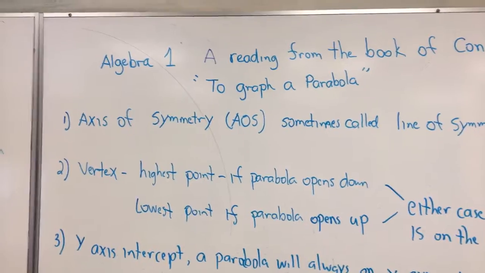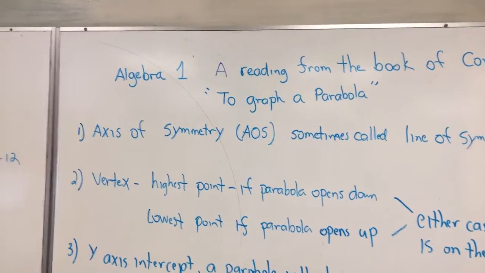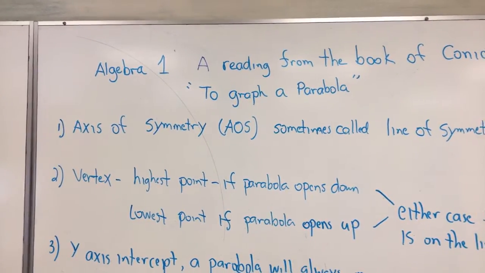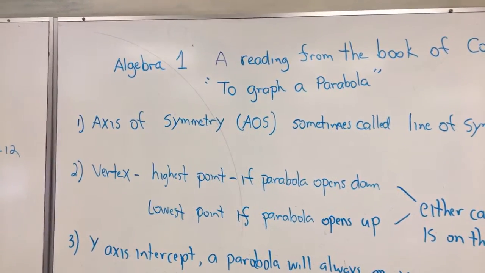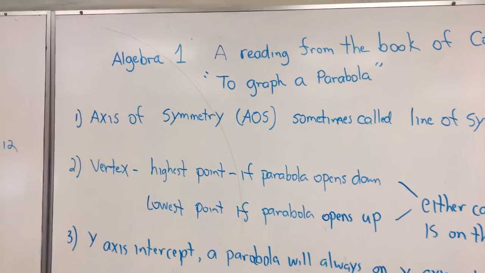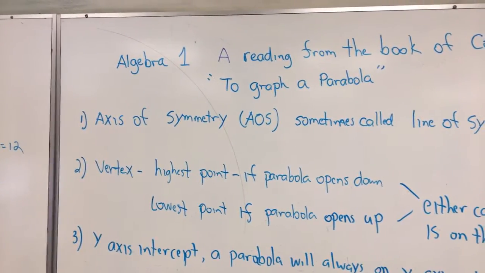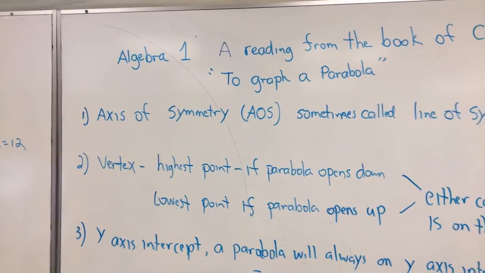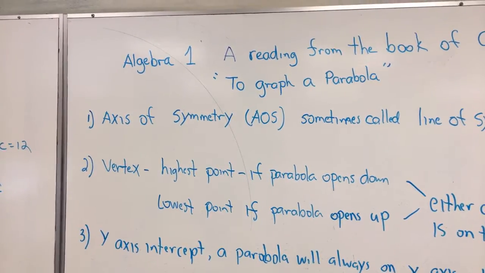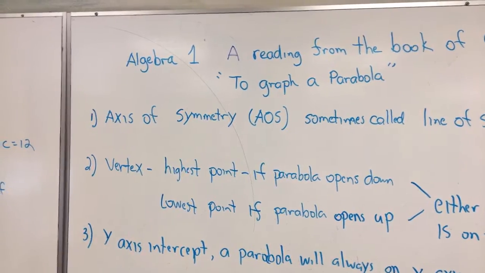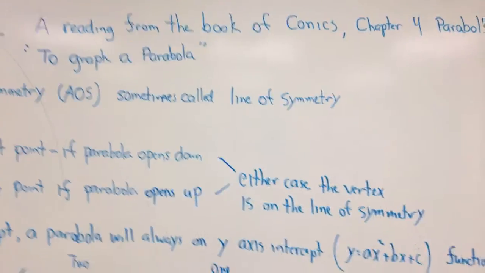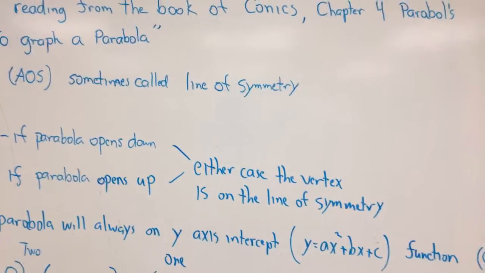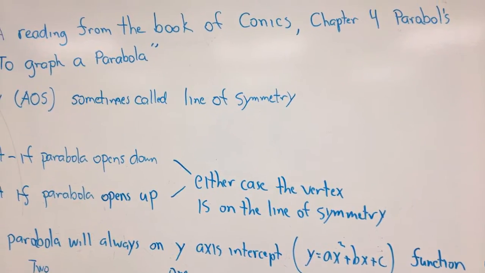Now, the next thing that you've got to have is a vertex. The vertex is the highest point if the parabola opens down. It's the lowest point if the parabola opens up. So when we start talking about the range of this function, the y component of that vertex is going to be crucial in figuring that out. And that vertex is going to be a maximum if it opens down, or a minimum if it opens up. Either way, the vertex is on the axis of symmetry. I'll say it again. The vertex is on the axis of symmetry.